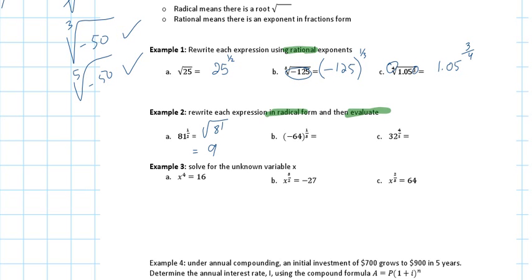How about negative 64 in brackets to the power of 1/3? Cube root of negative 64. So what's the cube root of negative 64? Negative 4.